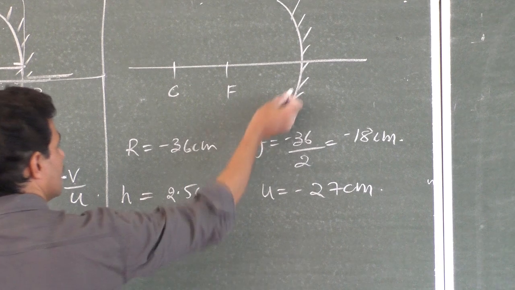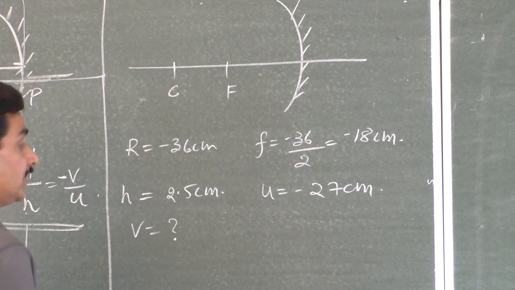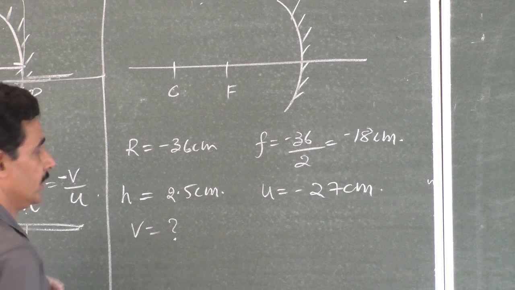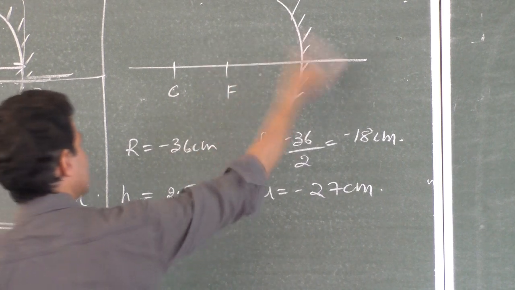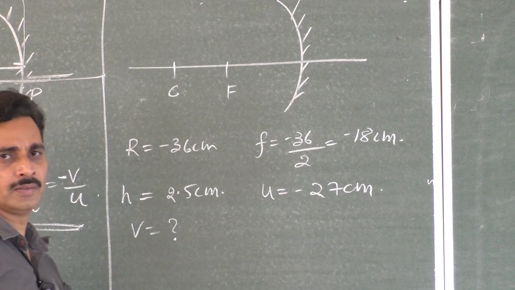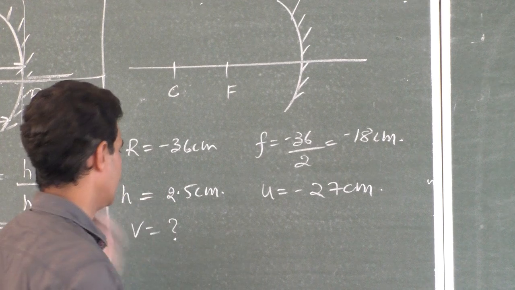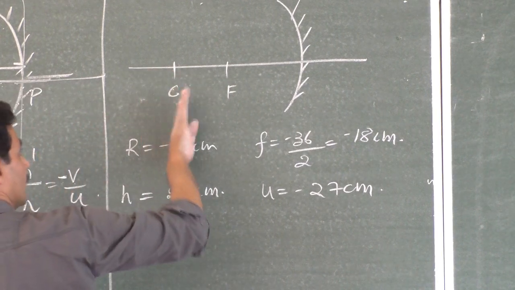V should be negative because if the image is formed on the screen, then it should be a real image, because for virtual images, which are formed inside the mirror, no screen is needed. Now the screen is given. Where do you have to place the screen? Somewhere here to get the image.